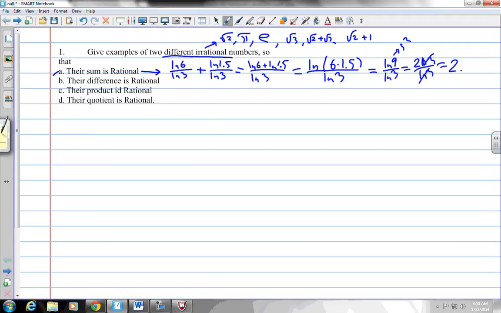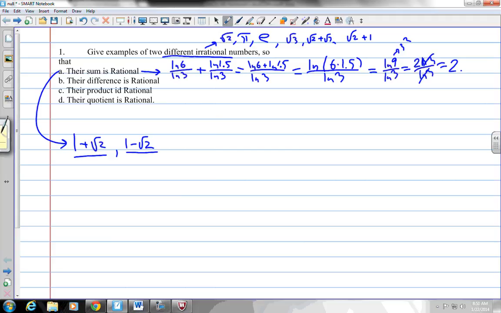There are infinitely many very simple cases. How about 1 plus square root of 2 and 1 minus square root of 2? These two are irrational numbers, right? 1 plus root 2 is irrational. 1 minus root 2 is irrational. You add them together, what do you get? 2. Right?